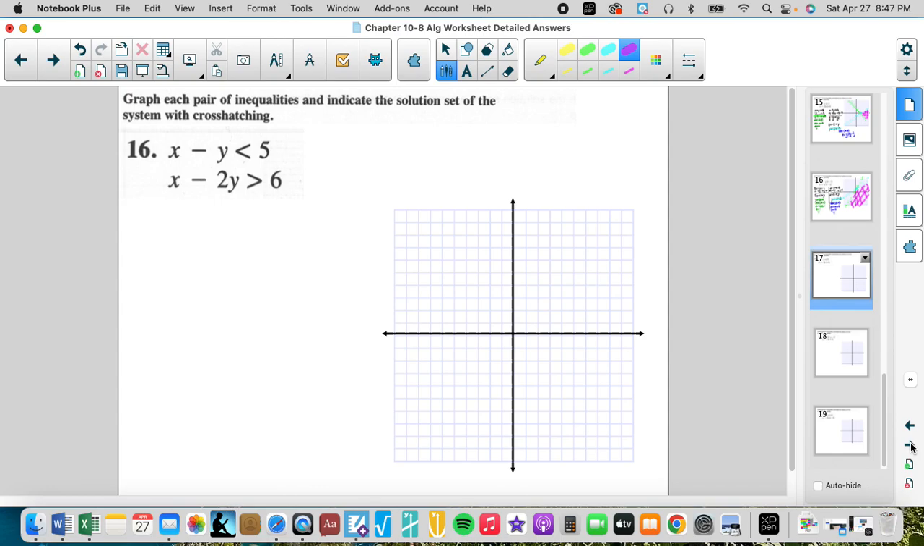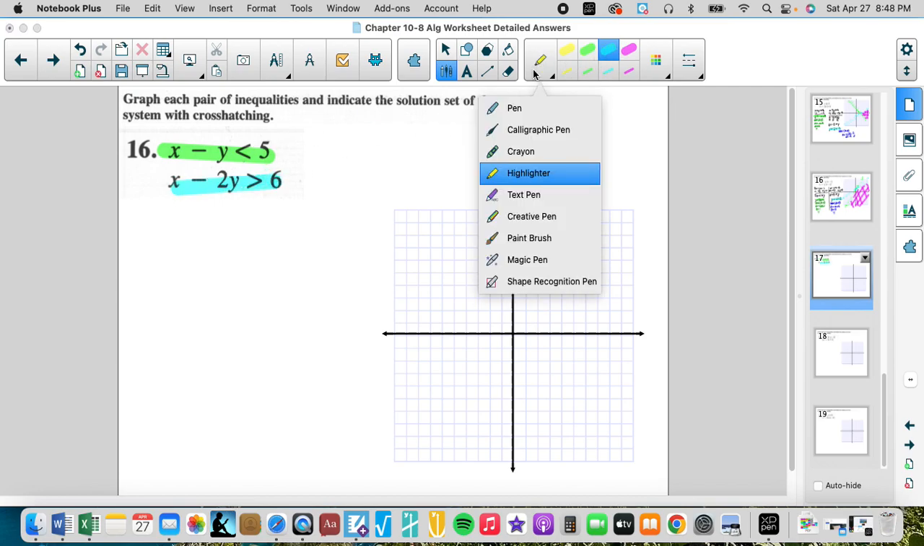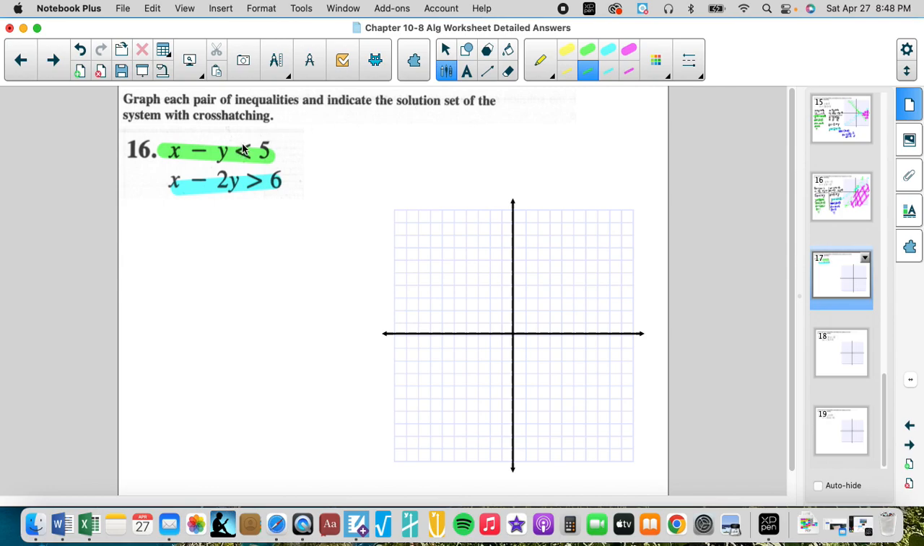We can keep it in standard form. I'll do this one in standard form, so we use y-intercepts and x-intercepts. We're going to solve. The x-intercept is 5. We do the cover-up method, so we cover up the y because for the x-intercept, y is going to be 0. So we get x equals 5. On x equals 5, 1, 2, 3, 4, 5, open circle.